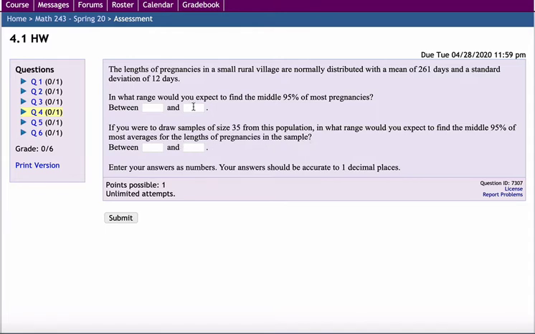This one's not. This one, go back to chapter 3 if you need help with this one. This is a 3.1 inverse norm. I wasn't even going to tell you that's inverse norm. It is an inverse norm question. In what range would you expect to find the middle 95% of pregnancies? Not talking about averages of 35, but just of individual pregnancies. I don't need a mu sub x bar nor a sigma sub x bar. This is a chapter 3 question. This is a chapter 4 question.